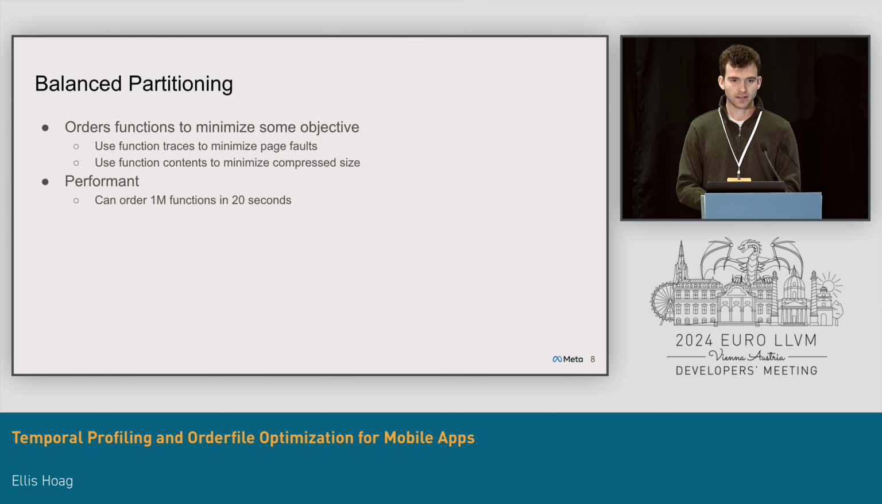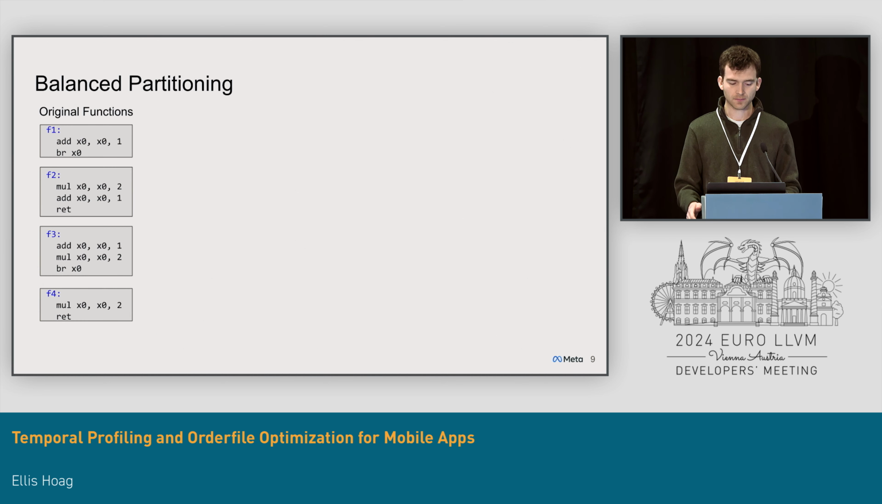Balanced partitioning is a fast algorithm. I just wanted to give a quick example. I was able to order 1 million functions in about 20 seconds, which is plenty fast enough in the context of build time. And balanced partitioning has been upstreamed to LLVM, so you are free to check out the details.